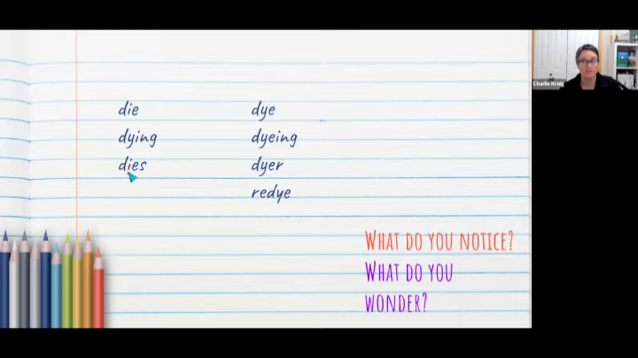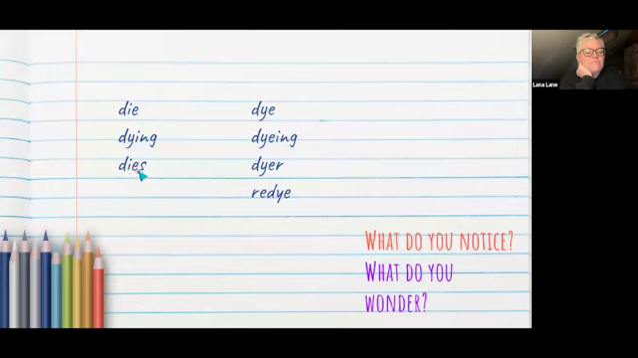Die, dies, no syllabication change, right? We don't say dies, die, dies. So that would just be an S, not an ES that's been added there.